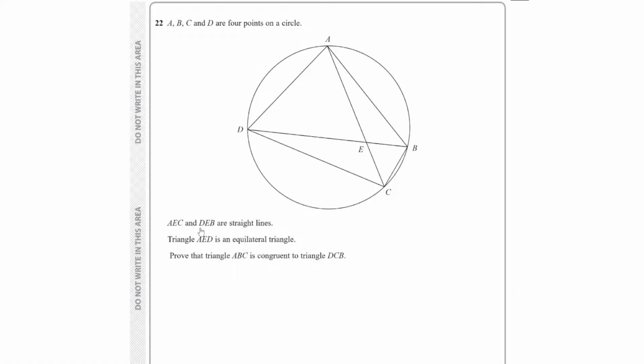A, E, C, and D, E, B are straight lines. So these cross, like the ones that cross, they're straight lines. Or more specifically, chords, I guess. Triangle AED is an equilateral triangle. So that's the same as that, which is the same as that. Prove that triangle ABC is congruent to triangle DCB.